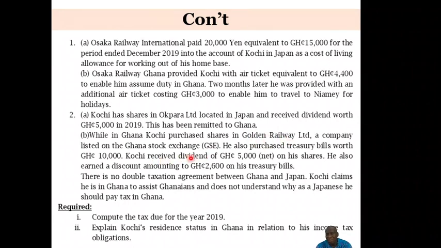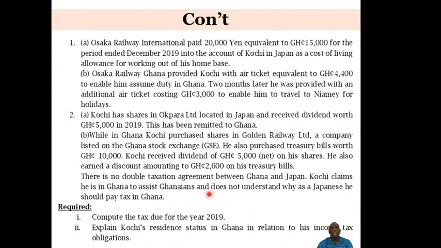Kochi received a dividend of 5,000 net on his shares. He also earned a discount amounting to 2,600 on his treasury bills. There is no double taxation agreement between Ghana and Japan. Kochi claims he is in Ghana to assist Ghanaians and does not understand why, as a Japanese, he should pay tax in Ghana. Required: compute the tax due for the 2019 year of assessment.